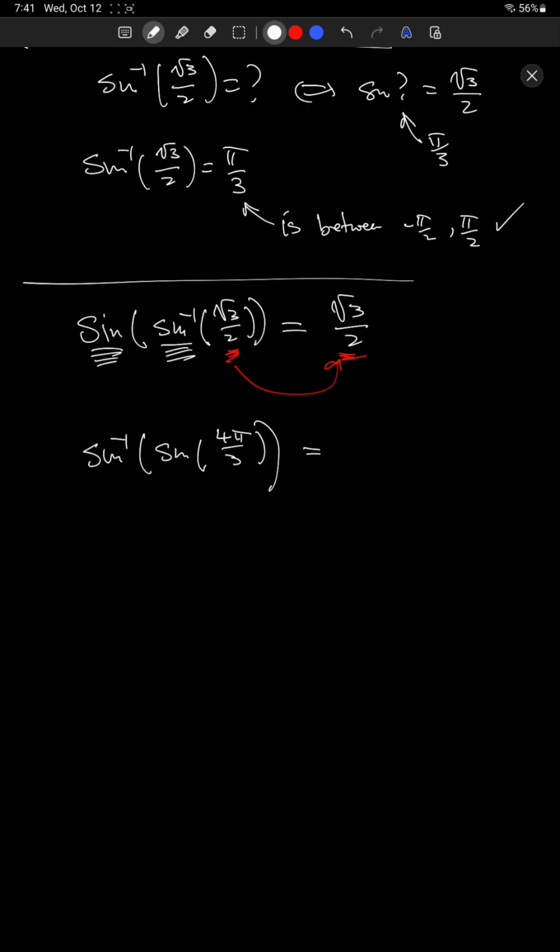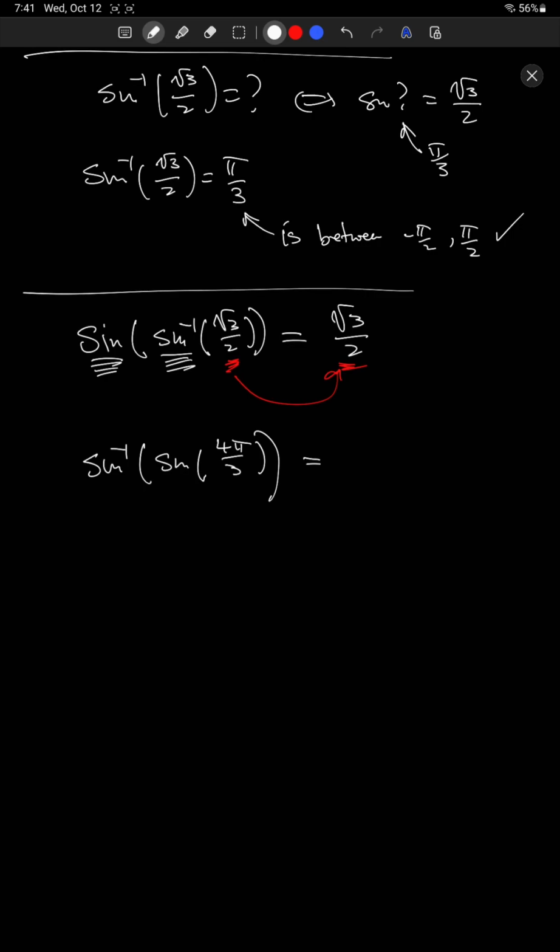And so here, we can't just say it's 4 pi over 3, because actually 4 pi over 3 wouldn't even be in the range of arc sine. Arc sine is always between minus pi over 2 and pi over 2. So you can't just blindly say this is 4 pi over 3. That's not going to be correct. There's a couple ways to do this. The most brutal way is just to calculate sine of 4 pi over 3.